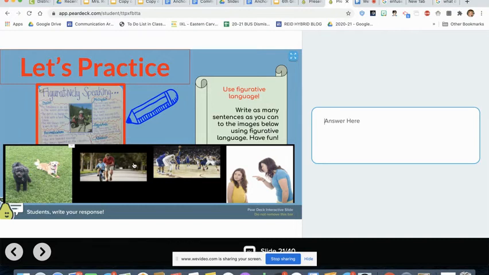I want you to write as many sentences as you can to the images below. So like you could do a simile, you could do a metaphor, you could do a hyperbole. Do you see that one with the mom and the child? You might say, I told you 1,000,000 times not to text while you're at school. Although, boy, she looks very mad with that finger pointing. Anyway, go ahead and have fun with this. Just pick an image. See if you can do what they did with that woman on her ATV.